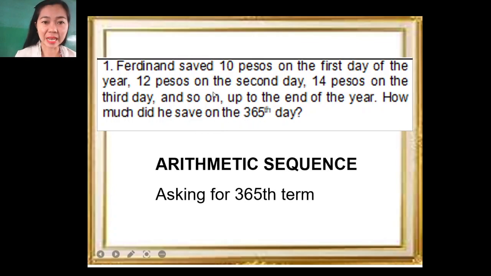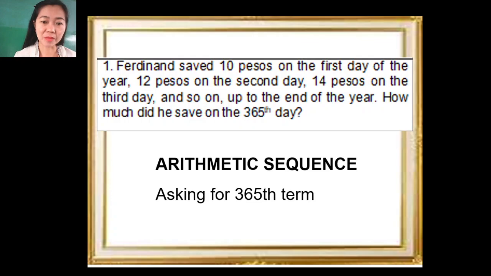So let us analyze the data in the problem. The data are 10, 12, 14, the amount saved by Ferdinand each day of the year. So the sequence form will be 10, 12, 14. So based on the sequence form, if you are going to analyze the pattern, each term is obtained by adding 2, or by adding a constant number 2, meaning there is a common difference, and the common difference is 2.